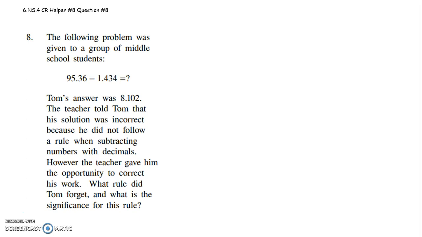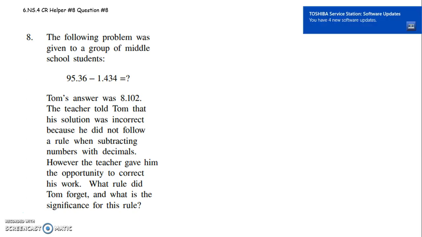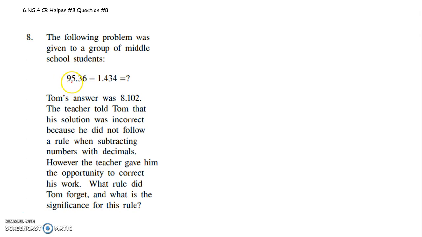Okay, well, before I even get into the rule, the reason estimation is so powerful is because if you estimate it and you knew this first number was about 95, and this second number is about 1, 95 minus 1 should be somewhere around 94. So I like to estimate. It just tells me what I should expect for an answer, especially when I'm doing a skills problem.